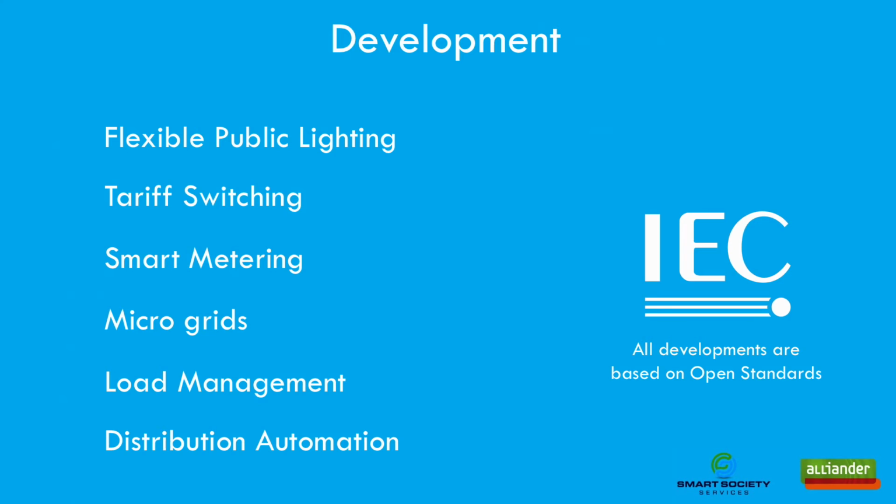The Open Smart Grid platform supports multiple domains and multiple use cases. At this moment, switching flexible public lighting, tariff switching and smart metering domains are available. At this moment, we are developing use cases for microgrids, distribution automation and load management. At the protocol side, we added IEC 61850 support. This protocol is mainly used within the distribution automation domain. For smart metering, DLMS/COSEM is implemented.